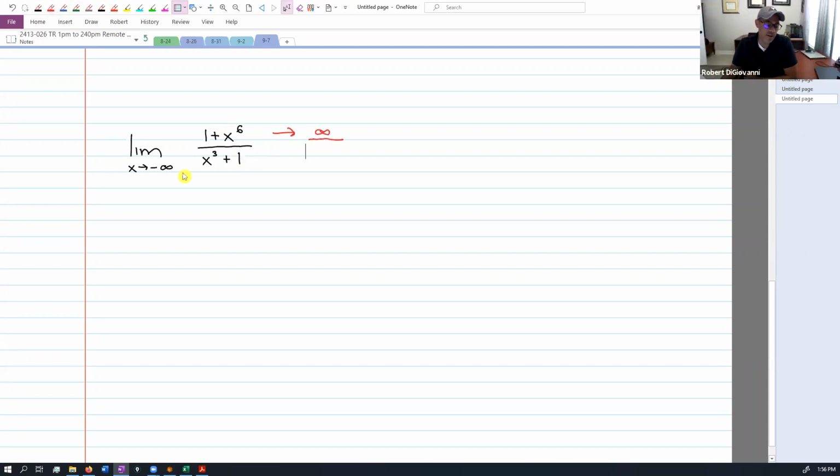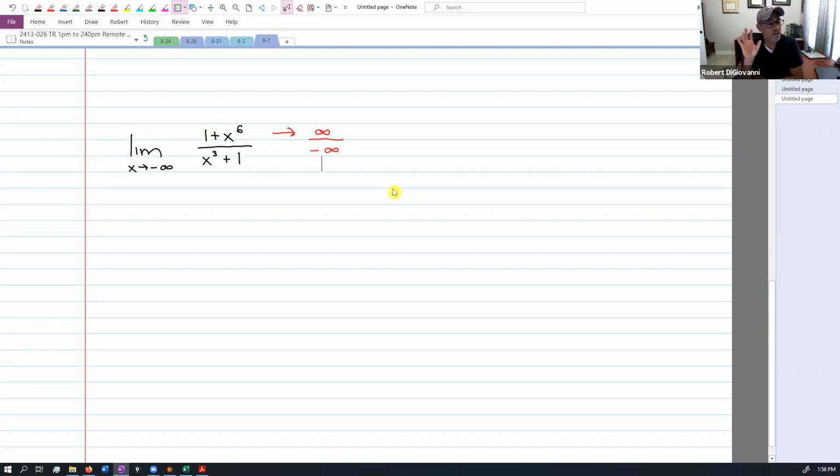Over, now I'm taking x and raising it to the 3rd, right? So I'm taking a huge negative number and cubing it, which will be negative what? Infinity. Negative infinity. And then we add 1, still negative infinity. Now we've never had positive over negative, but it doesn't matter.